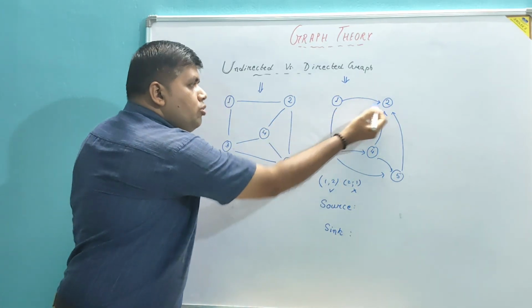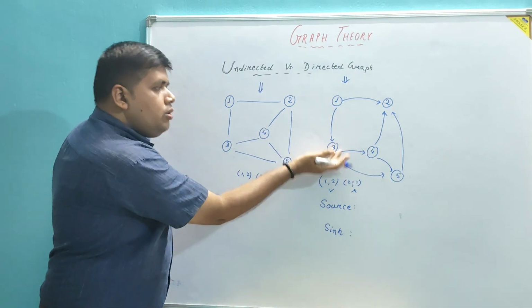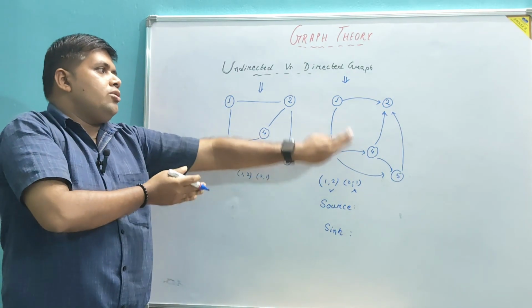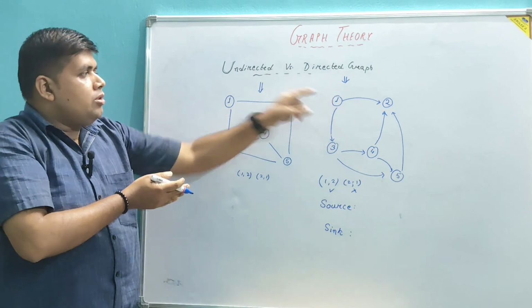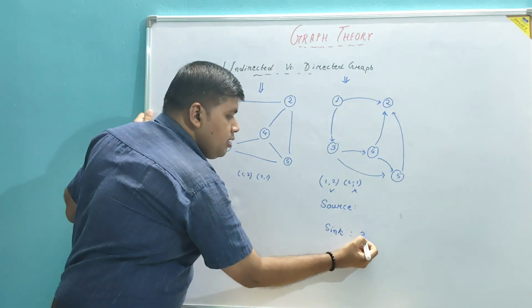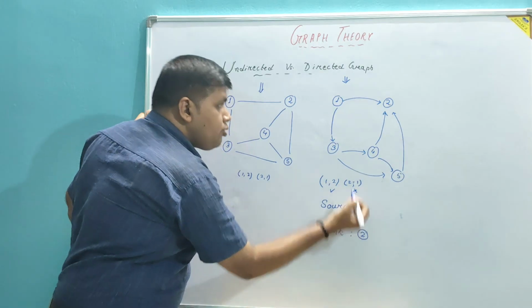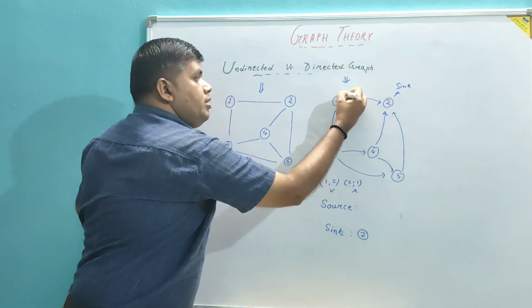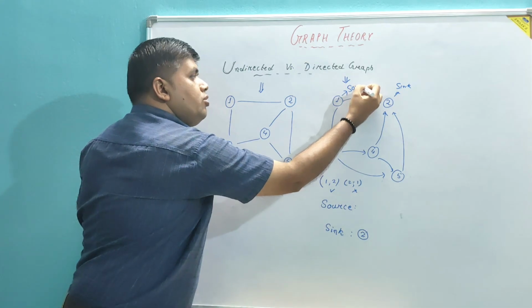So from 1 we can go to 2, from 1 we can go to 3, but no node has any edge that is going to 1. So this vertex 2 is considered as sink, and this vertex 1 is considered as source.